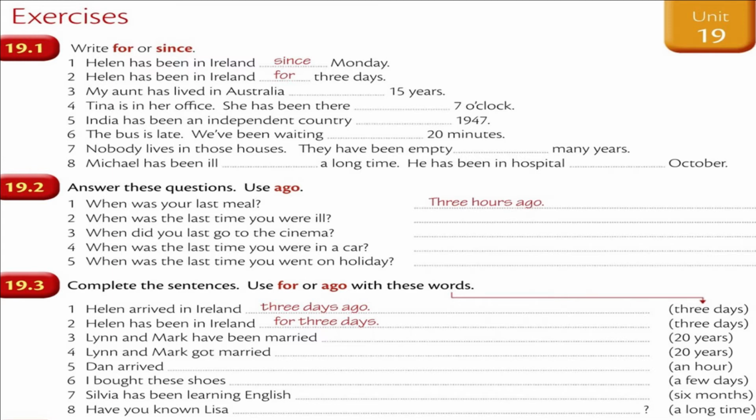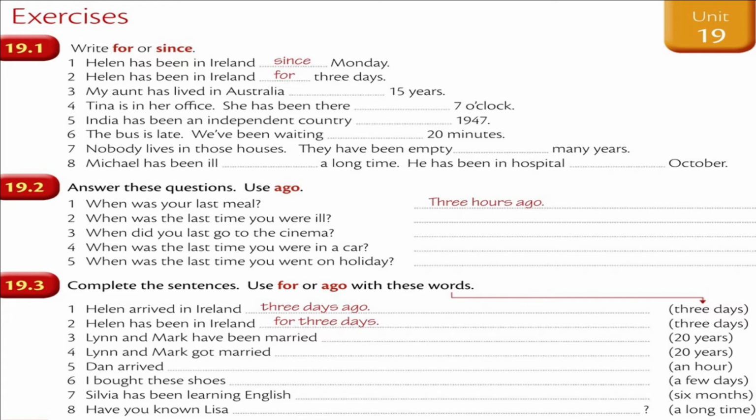Exercise 19.1. Write for or since. Number 1. Helen has been in Ireland since Monday. Number 2. Helen has been in Ireland for 3 days. Number 3. My aunt has lived in Australia for 15 years. Number 4. Tina is in her office. She has been there since 7 o'clock. Number 5. India has been an independent country since 1947.